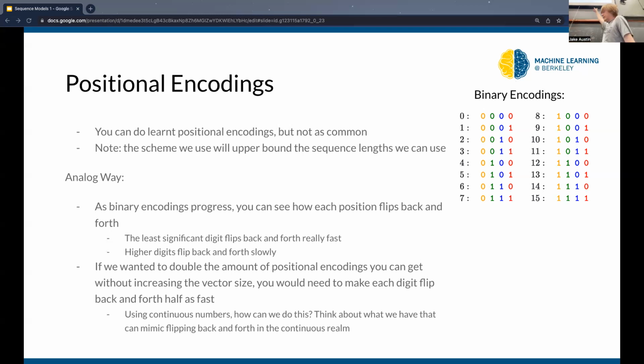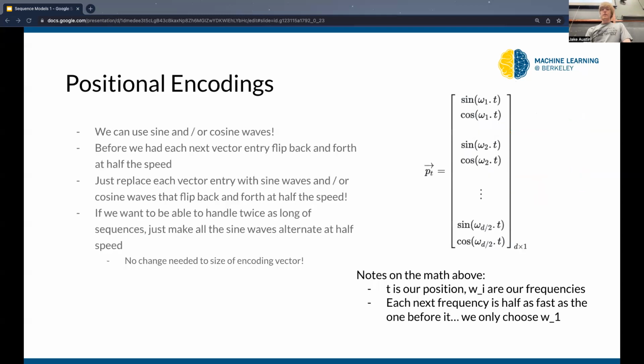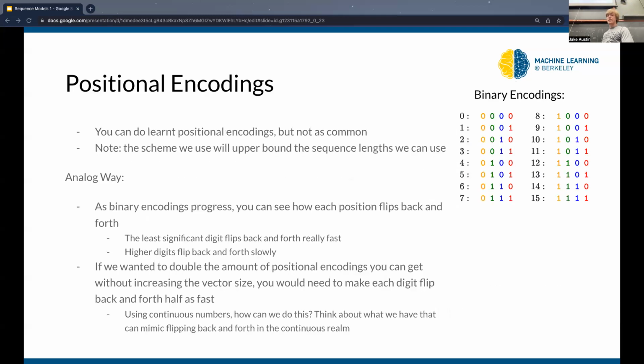Since this is basically just flipping back and forth like a sine wave or a cosine wave, what we're going to append will end up being sine waves and cosine waves with different frequencies. We're simply going to replace every vector entry, instead of being the binary 1 or 0, with sine or cosine of slowly doubling frequencies. So omega 1 is going to be half of what omega 2 is, omega 2 is half of what omega 3 is. Every entry you go down, you double the omega. So we've basically found a continuous analog.